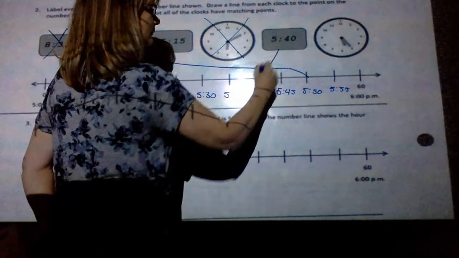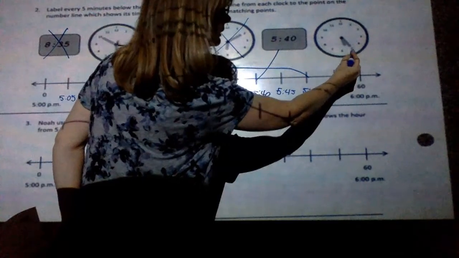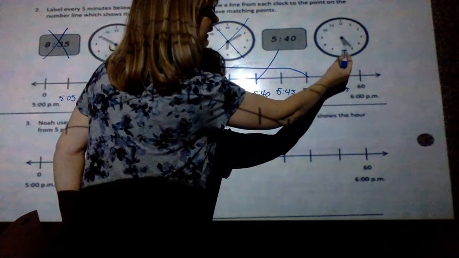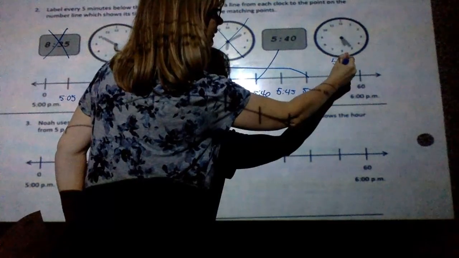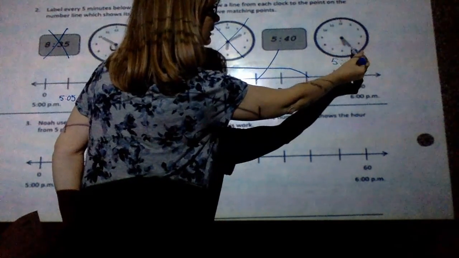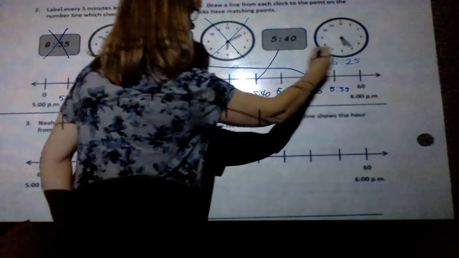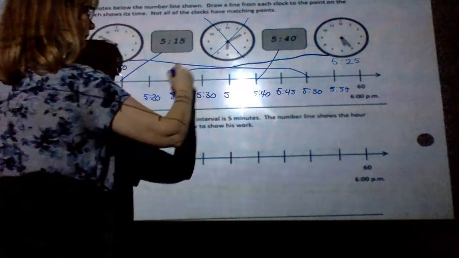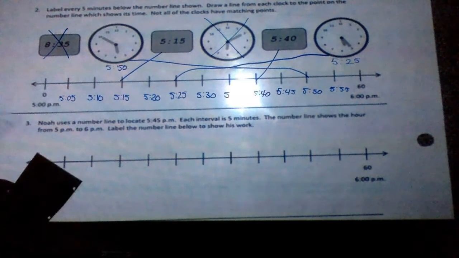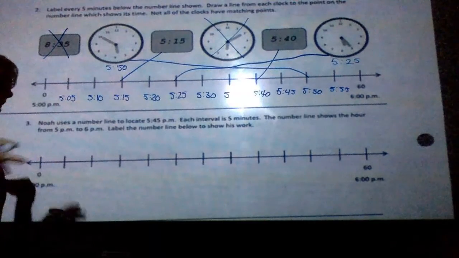5:40, right here. This one is still between the 5 and the 6, so we're good. It's 5, 10, 15, 20, 25. 5:25. There you go. Next one.